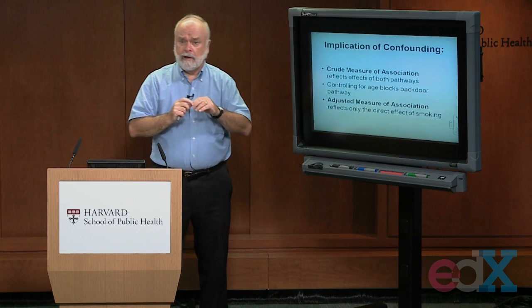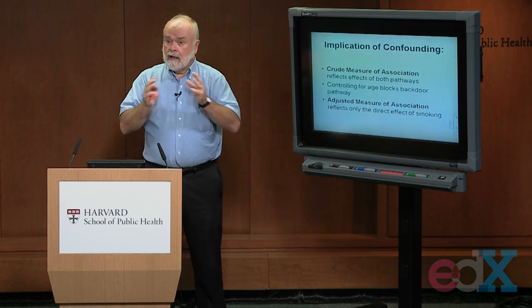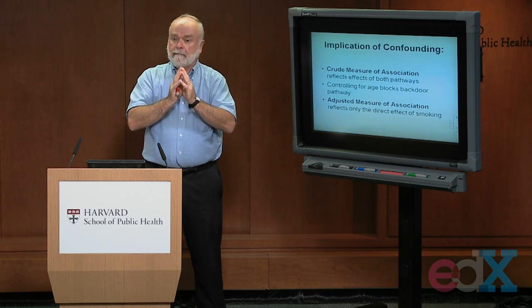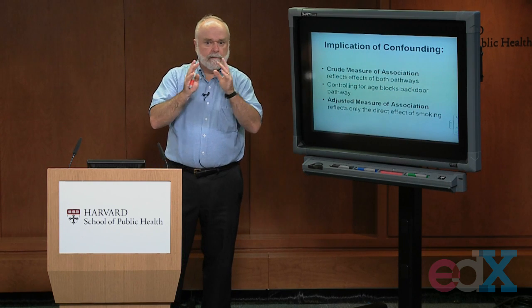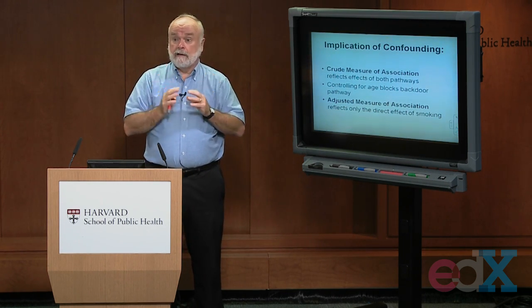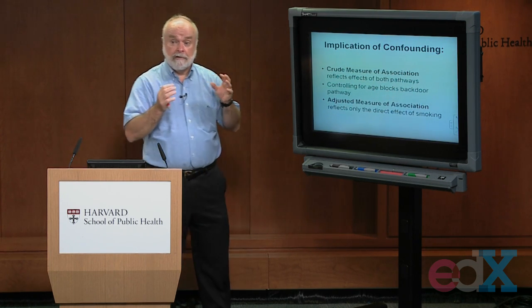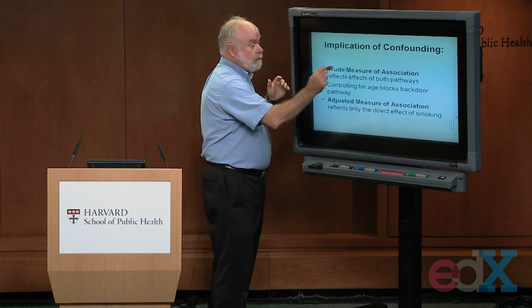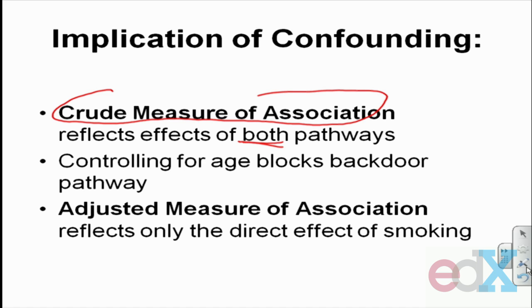But there's an easier way to help us detect confounding based on statistics. And it comes from a second implication from that causal diagram. The causal diagram said there are two mechanisms that could explain why the smokers are getting more heart disease than the non-smokers. So when we measure the crude risk ratio, 2.0, that crude measure of association is reflecting both pathways. It's reflecting the effect of smoking and the effect of older age among the smokers.